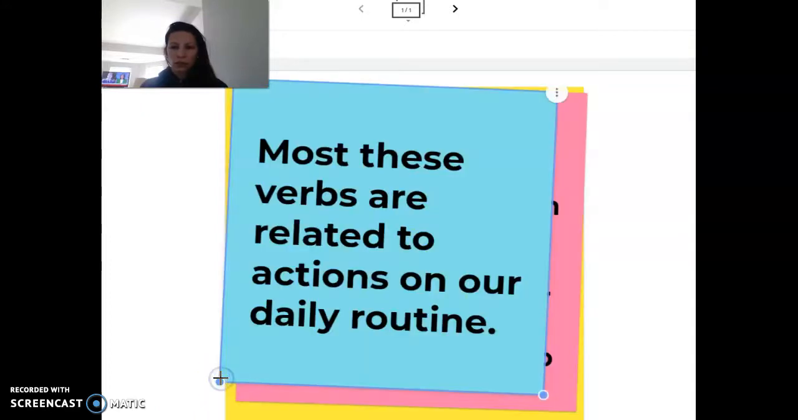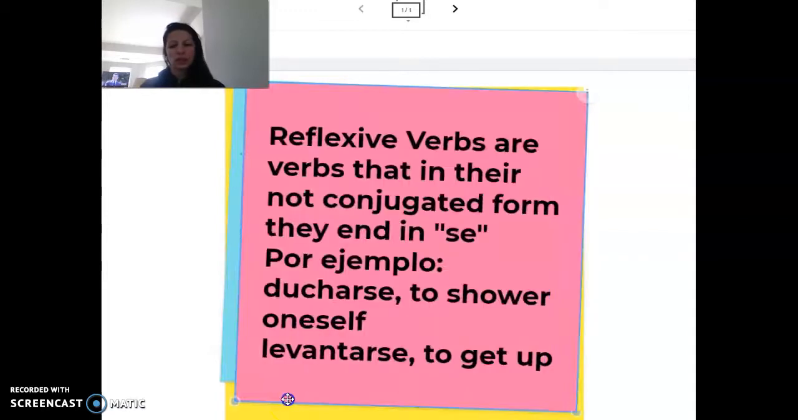So what are reflexive verbs? Most of these verbs are related to actions in your daily routine. It refers to actions like to shower, to get up, to go to sleep, to get dressed. Yeah, that kind of routine. But what exactly is a reflexive verb? Reflexive verbs are verbs that in their non-conjugated form, they end in se. Por ejemplo, ducharse, to shower oneself, or levantarse, to get up.